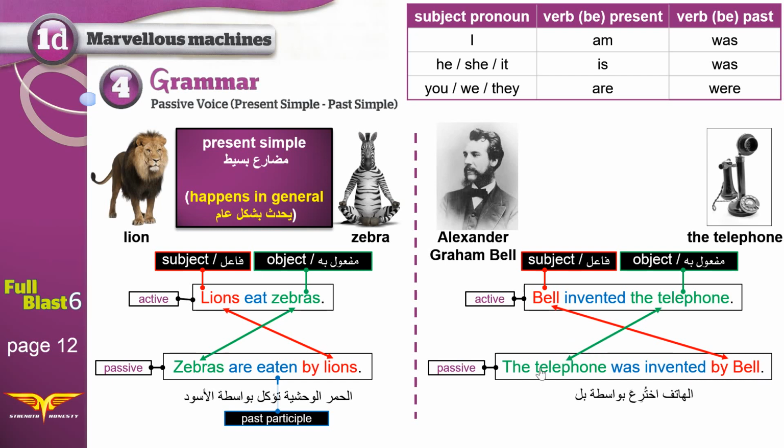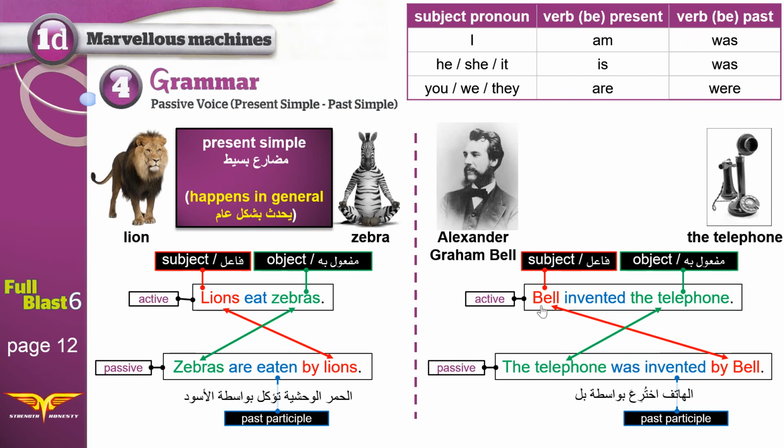Put the object first, put the subject last, put by before the subject, use the verb in the past participle form, and you need the verb be. If you are using present simple, then use am, is, are. If you are using past simple, then use was, were.